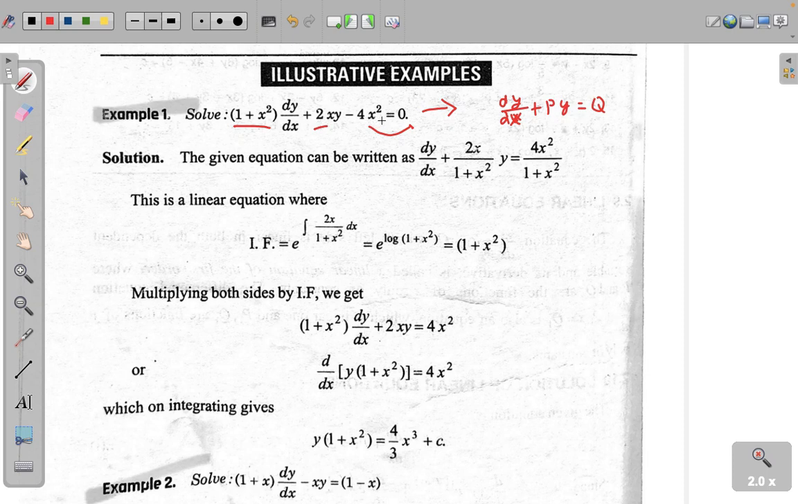Okay, because इसको इस फॉर्म में लाने के लिए we will need 1 here. Okay, तो इसके लिए we will divide both sides of this differential equation by 1 plus x square. Okay, so we get dy by dx plus 2x upon this y is equal to 4x square upon this.